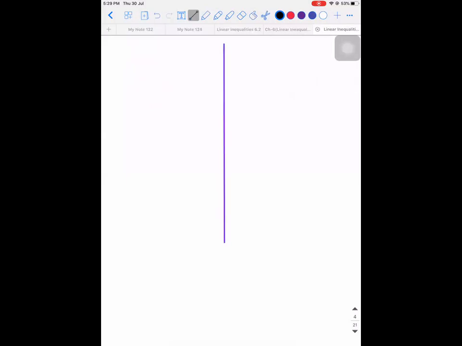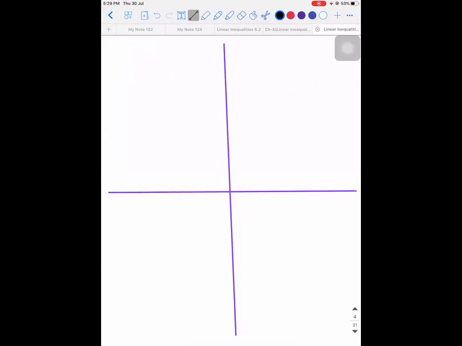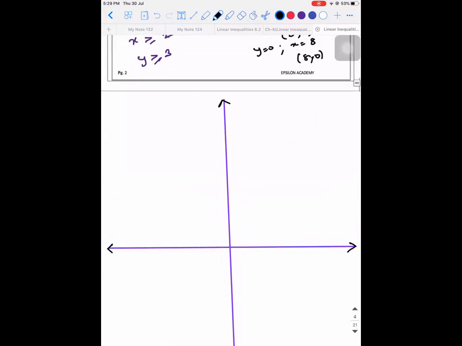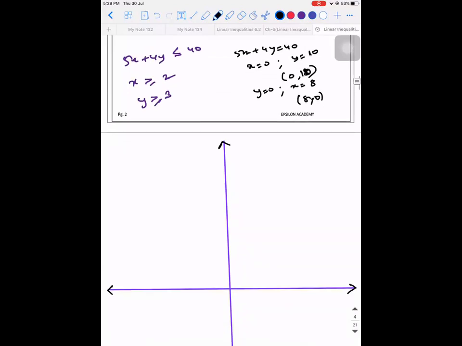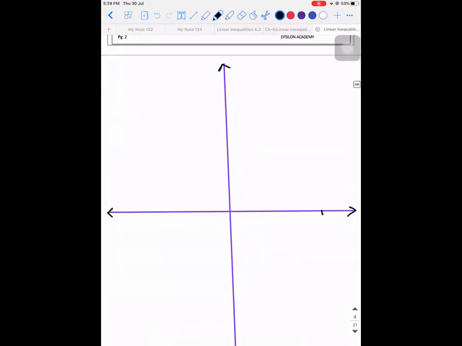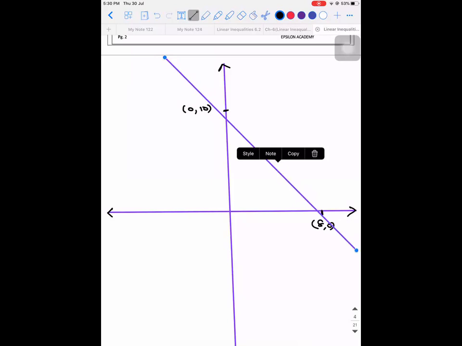I will draw a rough graph only. Tell me, what are the coordinates? 0, 10, and 8, 0. So 8, 0, let me say it is here, and 0, 10 is somewhere over here. Now what will happen in this? I suggest you draw a bigger line like this, so that you will have clarity of the region.